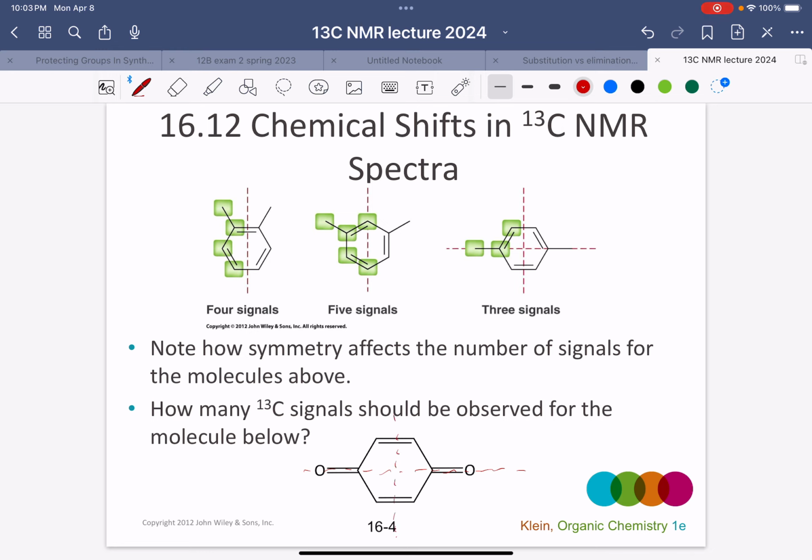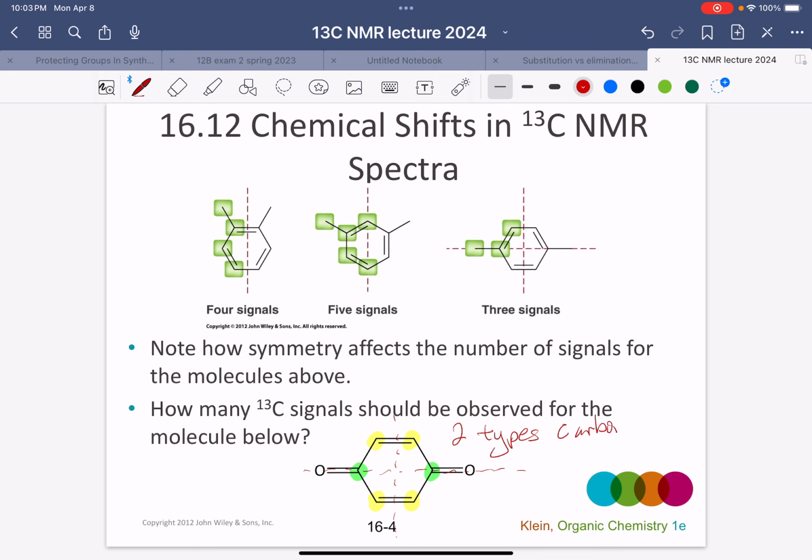So I'll do a little highlighter here. We should get one there, but that's the same as that guy, which is the same as that guy and that guy. So that's one type. And then the carbonyl is the same as that carbonyl. So we should get 2 types.